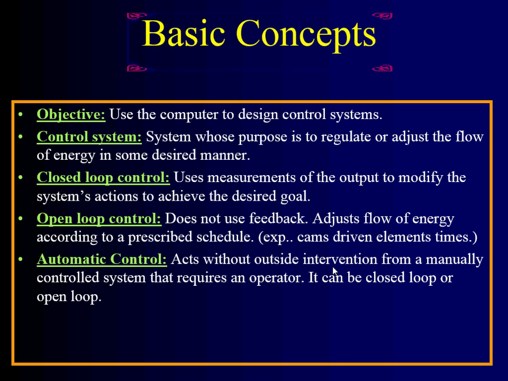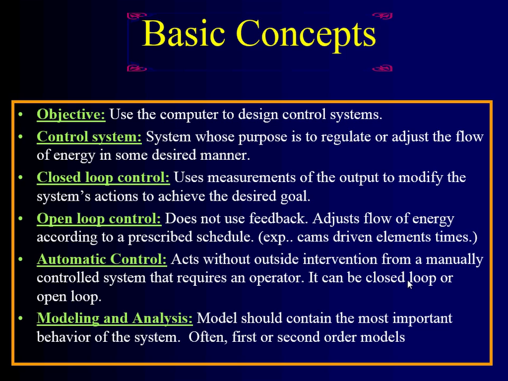Automatic, for example, open loop would be the operation of the sprinkler systems in your house. They come on at a certain time and then they go off at a certain time. It's an open loop system. Closed loop is if you measure something and then you do something so that the system actually does what you want. An automatic control, of course, acts automatically without outside intervention.